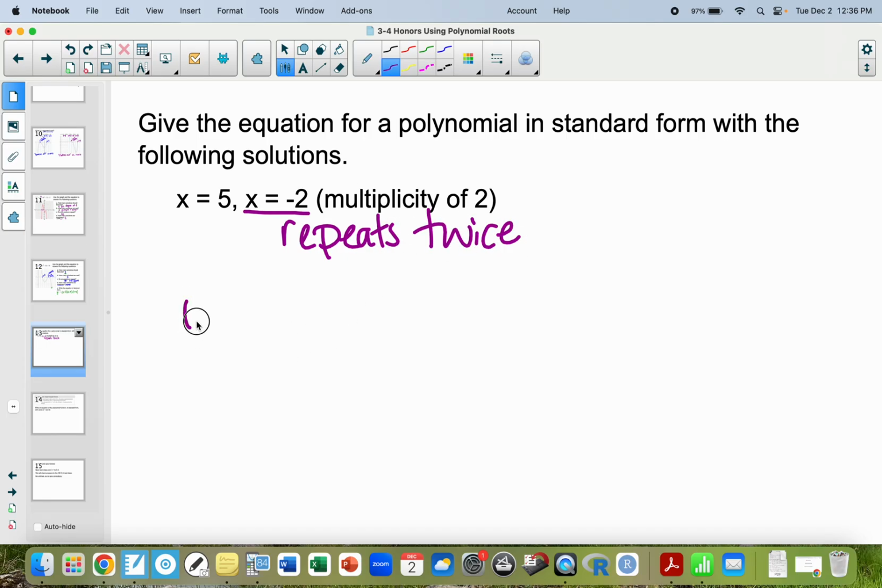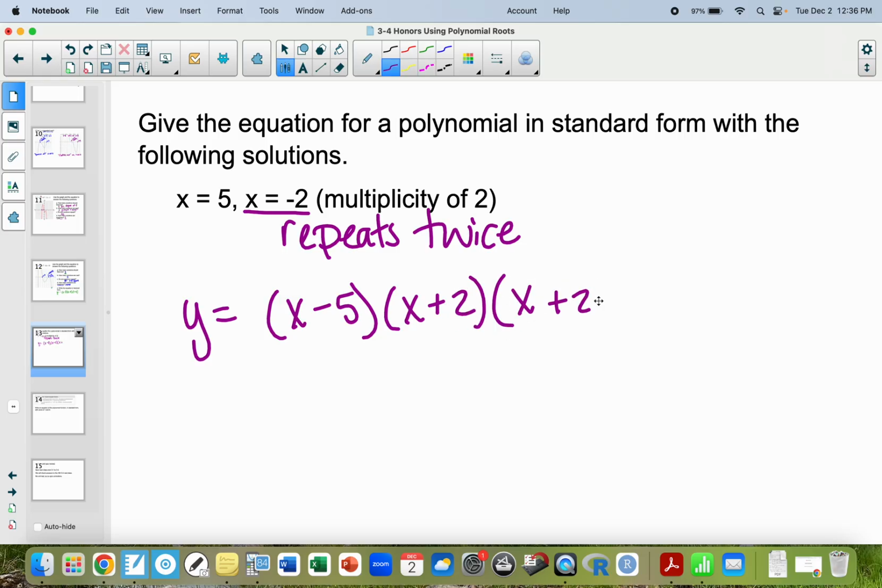So when I write this equation, I would have x minus 5 as one of my factors, and then I would have x plus 2 twice. Okay? And it just says give it for a polynomial in standard form, so we can just assume our leading coefficient would be a 1. Now, we want this in standard form, so we're going to have to multiply this out.